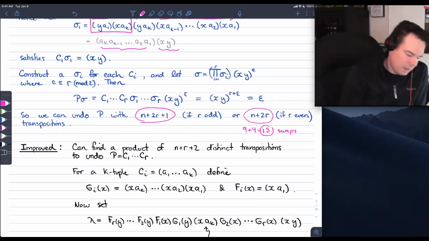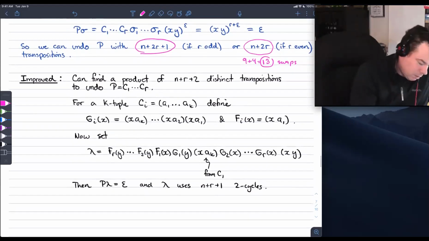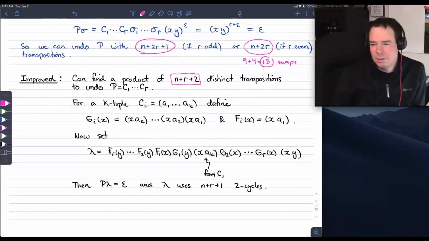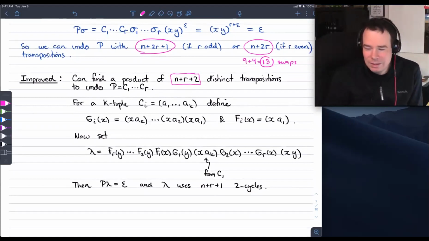The literature came up with an improved version, which only needs n plus r plus 2 disjoint transpositions to solve. It turns out that this is 13 in this case as well, because n plus 2 plus 2, or 9 plus 4 is 13. So this improved version still gives us 13 in the case of what happened in the episode, but for more general permutations, it's the optimized version.